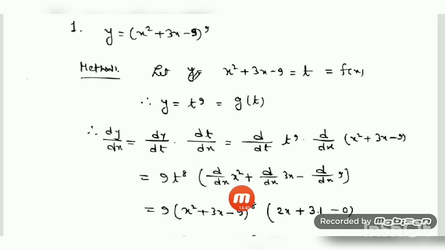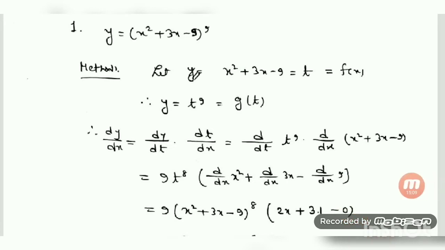This is d/dx of x square. Again, I can use the formula of d/dx of x to the power n. What is the result we'll get? n into x to the power n minus 1. That is 2 into x to the power 2 minus 1, which is 1. Here 3 is a constant, so it will come out of the derivative by using the formula d/dx of a f(x). 3 will come out, d/dx of x. What is the formula of d/dx of x? It's 1. And this is d/dx of 9. 9 is a constant, so the derivative will be equal to 0.